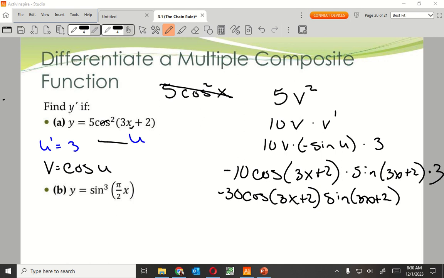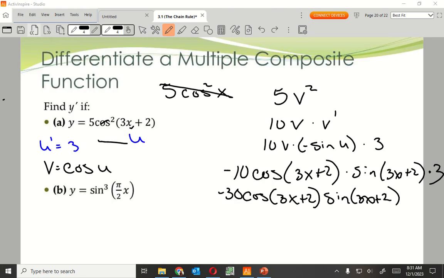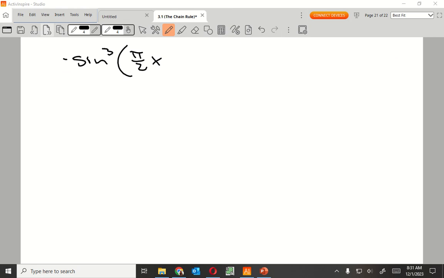Okay. And let's go to that last one then. Okay, so sine cubed of pi over 2x. Y equals. Yeah, there we go.